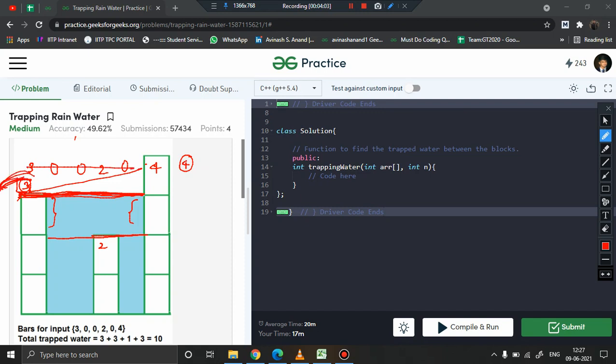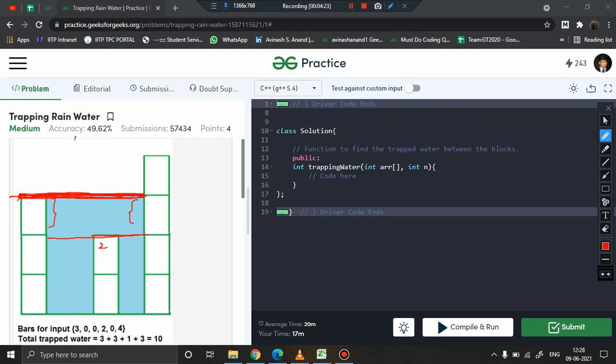So water will be restricted to this height. It basically means that it depends upon the minimum of the maximum heights. Getting the point? One very important idea that we developed right now, which we'll be using in the code, is that the water level allowed here will depend upon the minimum of the maximum heights.